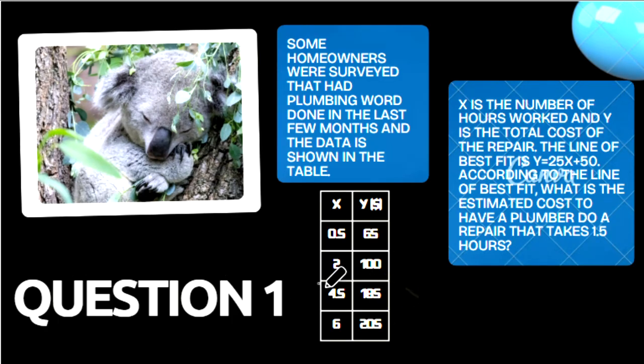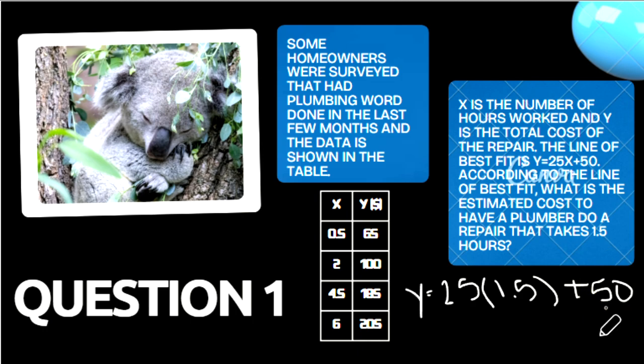So we're going to take our formula. Y equals 25 times X. Our X for this one is 1.5 hours, so 1.5 plus 50, and we're going to solve that. Calculator time. 25 times 1.5 gives us 37.5, plus 50 gives us 87.5. So it's going to cost us $87.50, okay, to get work done that takes 1.5 hours.